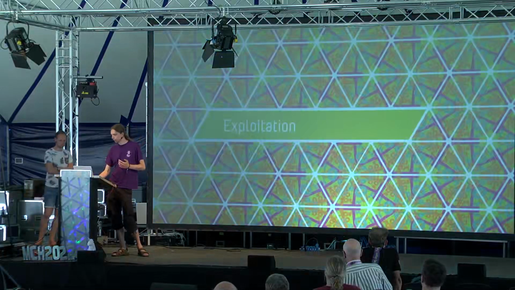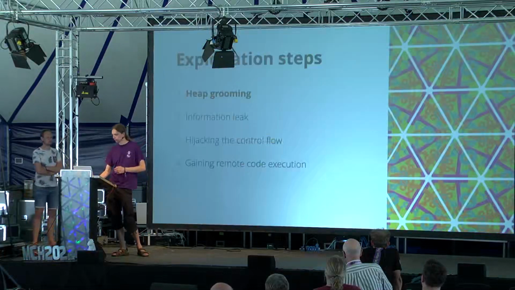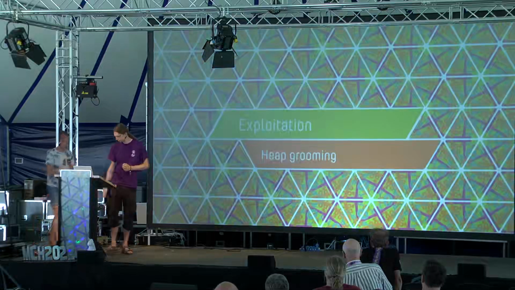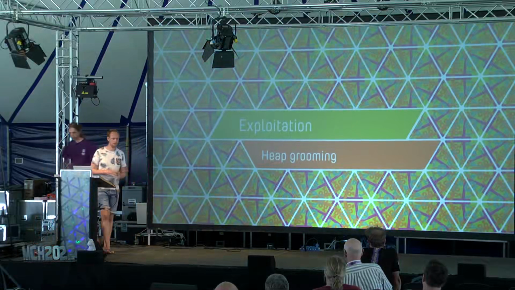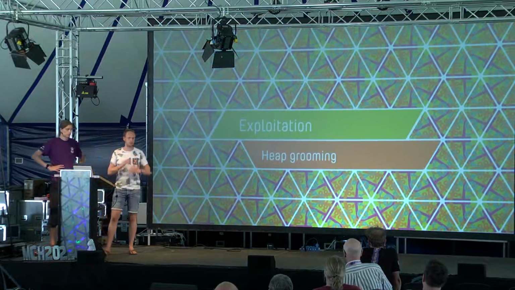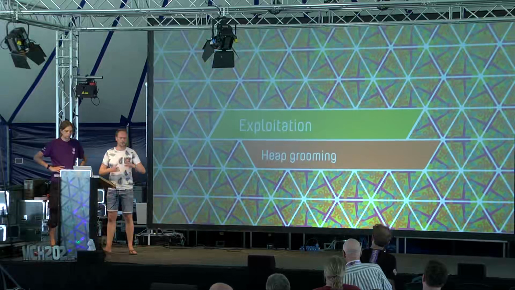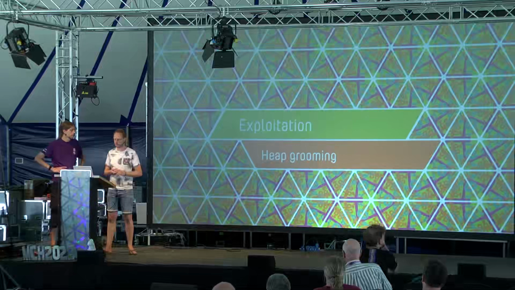Now, we're going to walk through the various steps of the exploit. And first, Dan will talk about heap grooming. Sure, yeah. So there are four steps in every exploit. The first is grooming the heap. I will talk about that in a minute. Then you need to leak some information. We call it an information leak. That's because most things are randomized in memory, so you need to know where stuff is in memory.